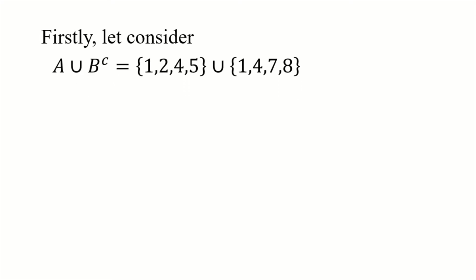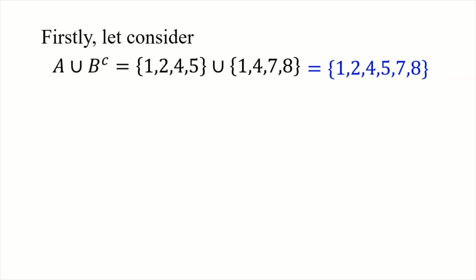The first thing we are going to do now is obtain A union B complement. Like I've shown you before, we already know our B complement. Then A union B complement gives us the set of X that is in A or in B complement. Don't forget what I've said earlier: it's a set of X that belongs to A or B complement. So here we have it, as you can see on the screen, which gives us 1, 2, 4, 5, 7, and 8.